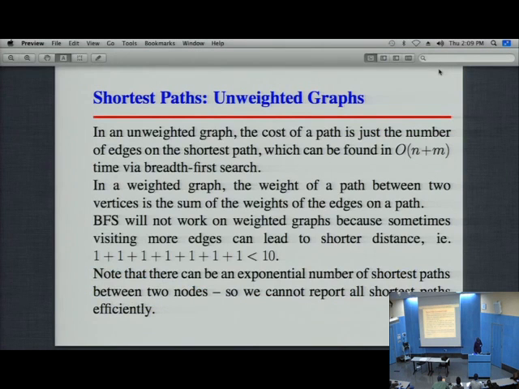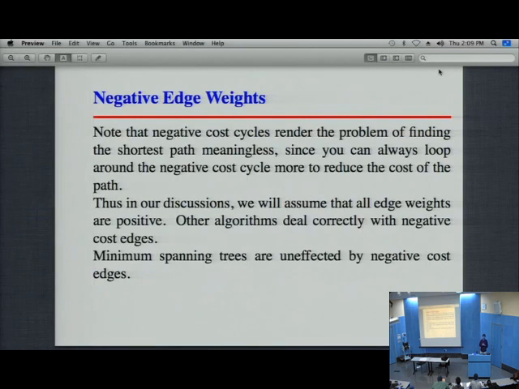Let me give you one other weirdness about shortest paths in weighted graphs. Funny things can happen when you have negative weight edges. Suppose we have a graph where the weight of the edge is the cost of traveling on it. So let's say we've got a graph that looks like this.